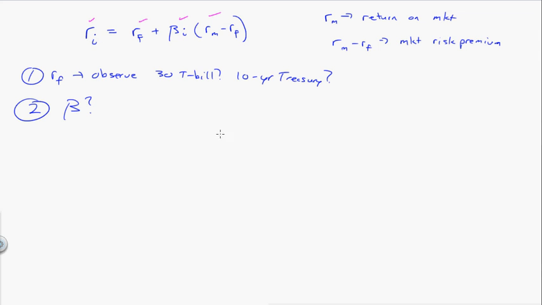2 is beta. Beta is just an estimate, right? So it's an estimate based on the 3 things we talked about before. I'm unsure what I should use for beta.